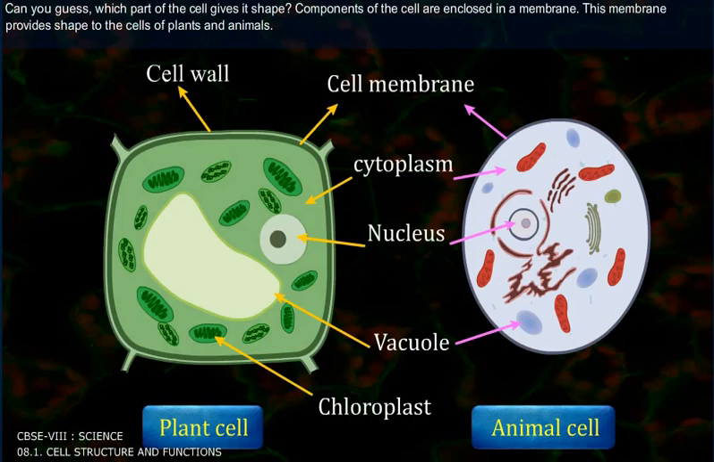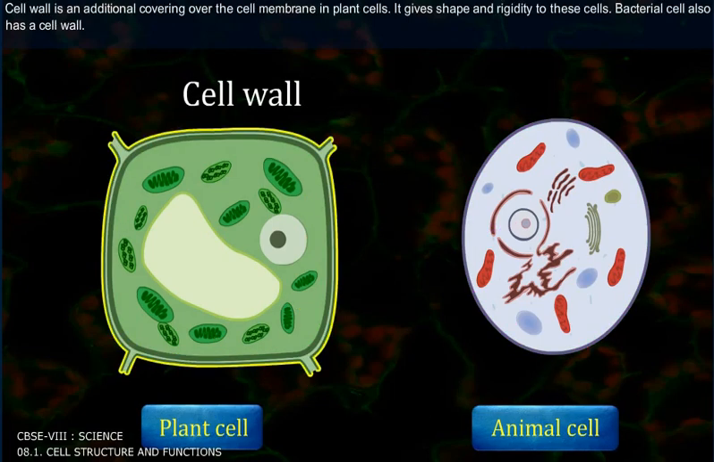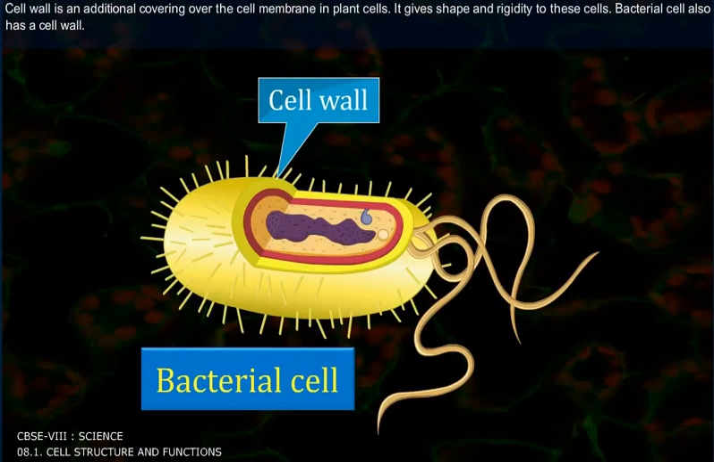Components of the cell are enclosed in a membrane. This membrane provides shape to the cells of plants and animals. Cell wall is an additional covering over the cell membrane in plant cells. It gives shape and rigidity to these cells. Bacterial cells also have a cell wall.